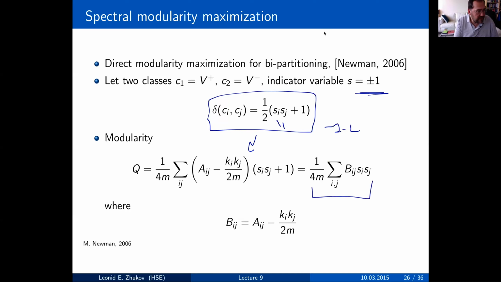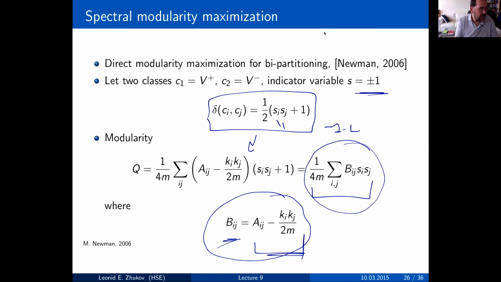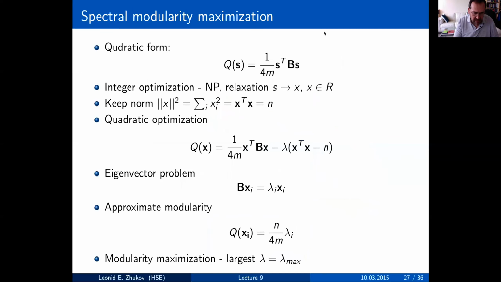But it's very clear, easy to show, that if instead of the Laplacian matrix we introduce this matrix, Bij, which is Aij minus this, this is also a quadratic form in terms of indicator vectors. And then we can play the same trick. Indicator variables are also integers. Well, we relax, we replace them by x's, and we can calculate the modularity by doing the same sort of quadratic form optimization.